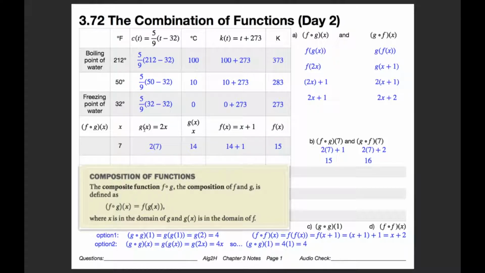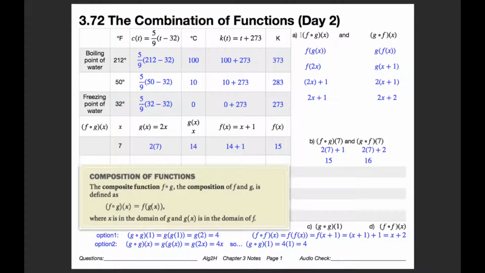So here, g of x would be the first function, and let's just use a simple function like 2x. You take the input 7, you multiply it by 2 and get 14. That's the output of g of x. It also becomes the input of f of x. 14 plus 1 is 15.